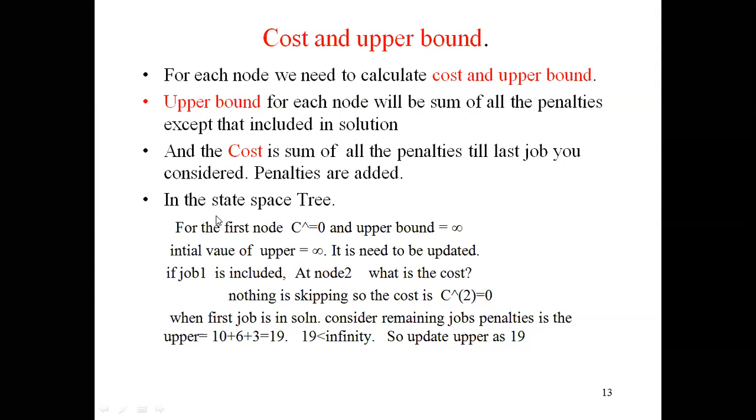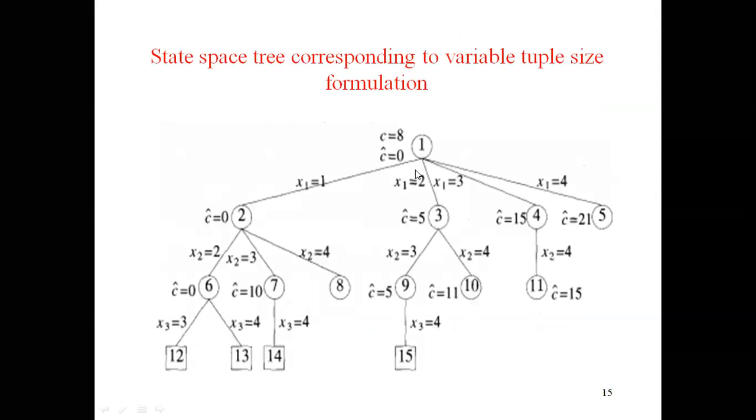Penalties are added. So in the state space tree, for the first node, C cap, that is the estimated cost, is equal to 0. See, check in the first node. This is the first node. In the first node, C cap is equal to 0, which means no cost.